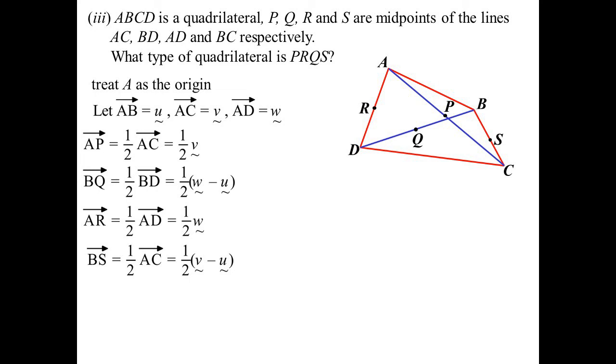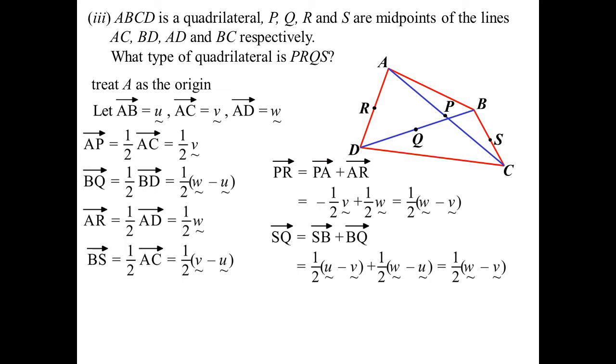So let's investigate those sides of the quadrilateral, although it's a vector. PR. How can I get PR with things I already know? Well, remember we can get PA and AR and smash them together if you like. That would get PR. Now PA, well, that'll be the negative of AP, so that's minus a half V. AR, yep, we've got that one. That's half of W, so it's a half W minus V. So I've got an expression for PR.